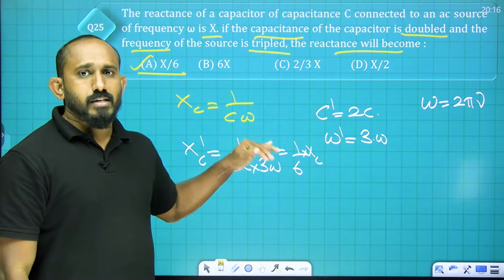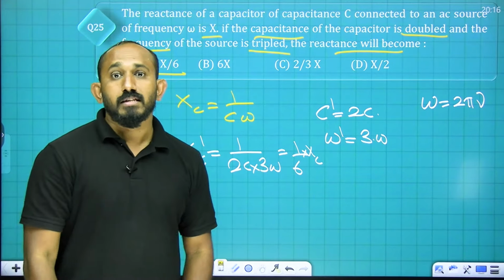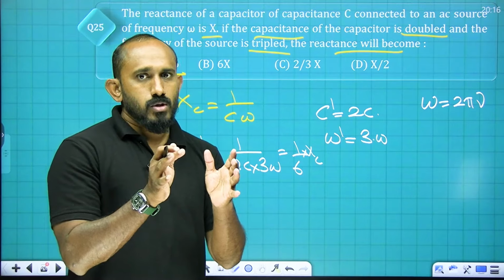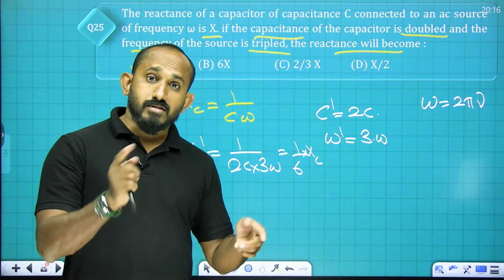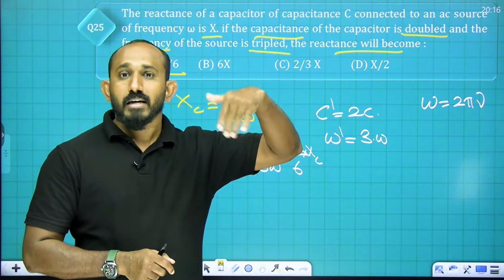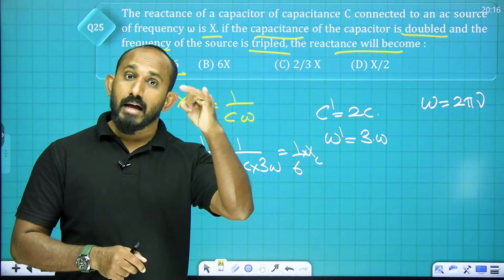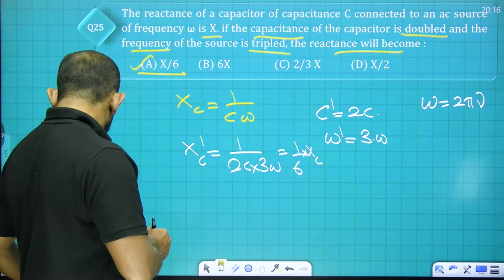So here both capacitance and angular frequency or frequency of the source are inversely proportional to capacitive reactance. That's the concept here. Now, if the same is done for an inductor, what happens? It becomes 6 times, it increases, because L and omega are directly proportional. Here it is inversely proportional, so it is 1 by 6.